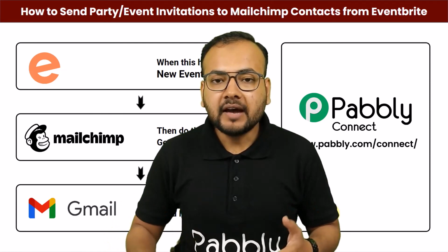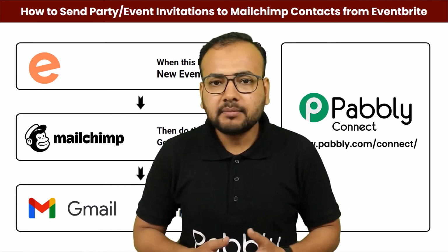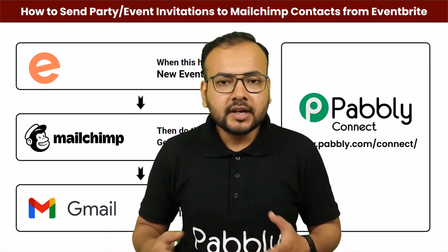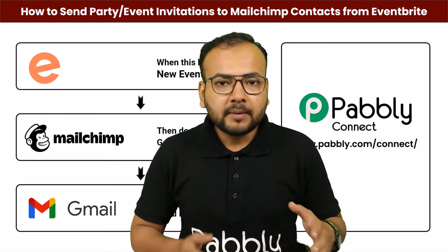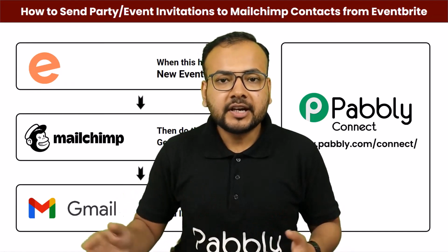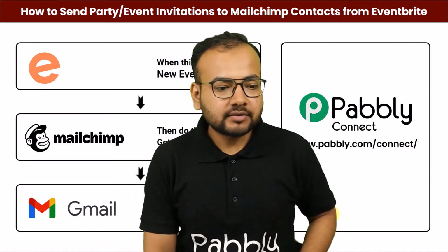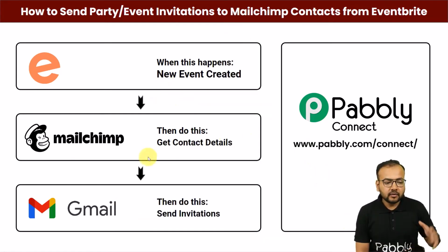So in Mailchimp you have created a list of contacts. They can be your clients or your users. So you can use this automation that I have designed for you, by which you can speed up the invitation sending process. Now you can see on my screen, this will be the flow of this automation. As and when a new event is created in Eventbrite, the contact details of your Mailchimp contacts will be fetched automatically and the invitation emails will be delivered to all those contacts automatically via Gmail.